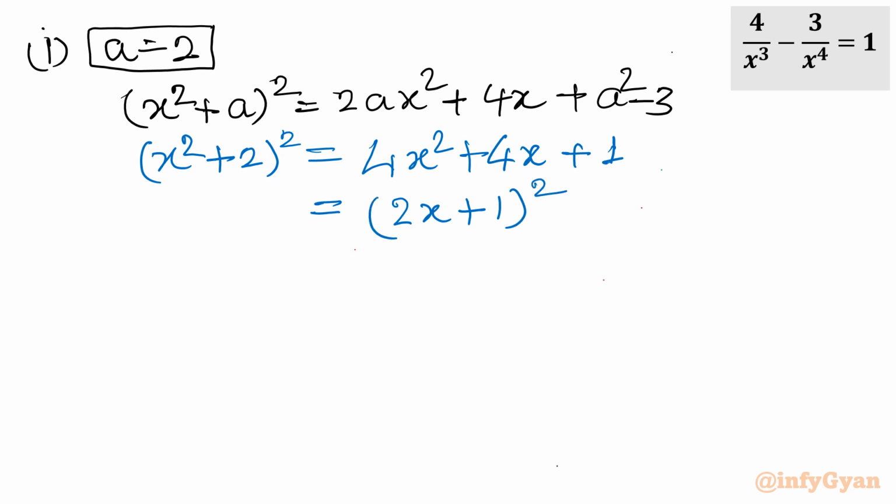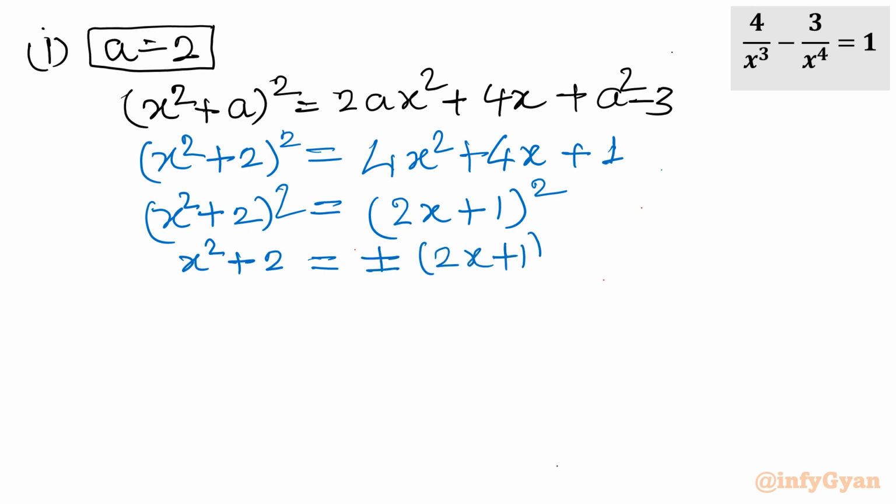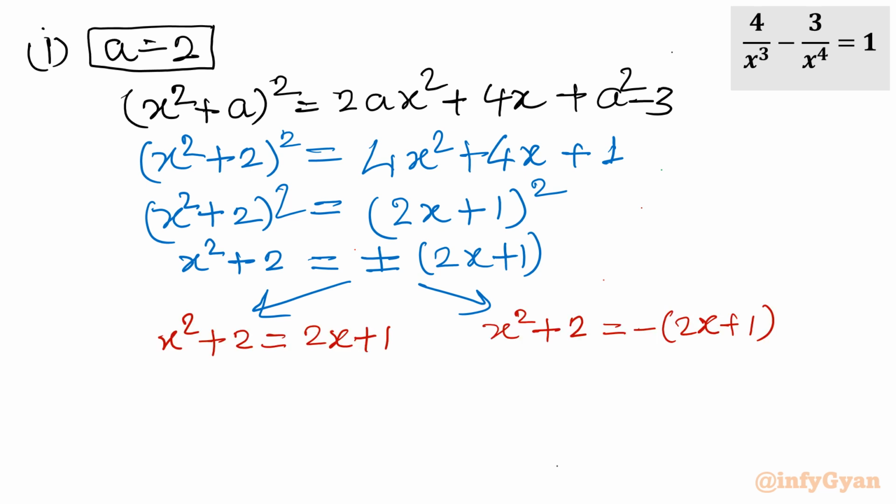Now I will take square roots on both sides of (x square plus 2) whole square. The left hand side would be x square plus 2 and the right hand side would be plus minus (2x plus 1). Now from here I will frame two equations, one with plus sign, another with minus sign, and then I will solve. Here it is. Take all the terms to LHS: x square minus 2x plus 1 equal to 0.